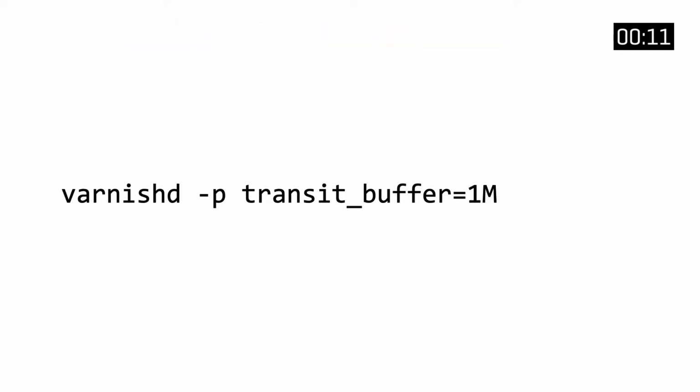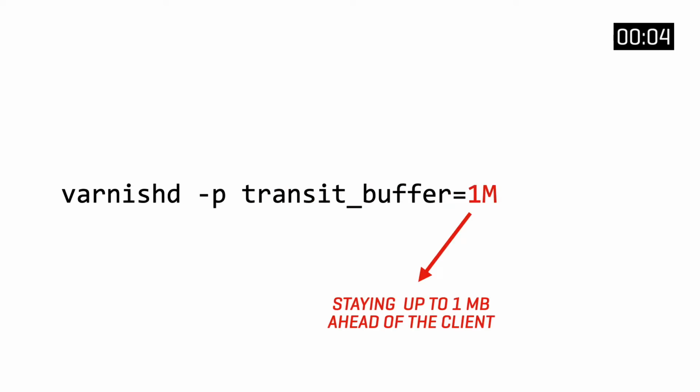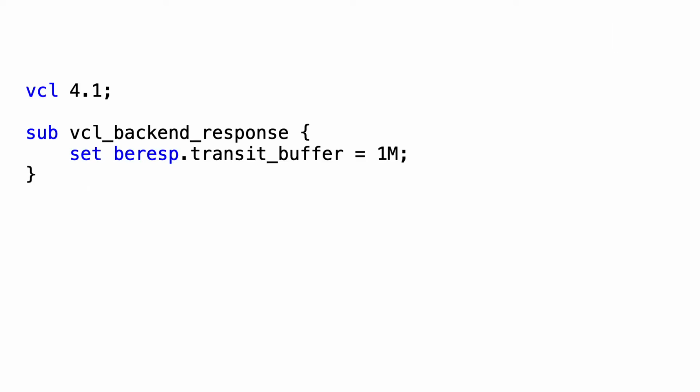We can enable the transit buffer by setting the transit buffer runtime parameter to a value. In this case, that's 1 megabyte. And that means we're staying up to 1 megabyte ahead of the client, but not more. You can also set it on a VCL level by setting bresp.transitBuffer to a value of your choice.